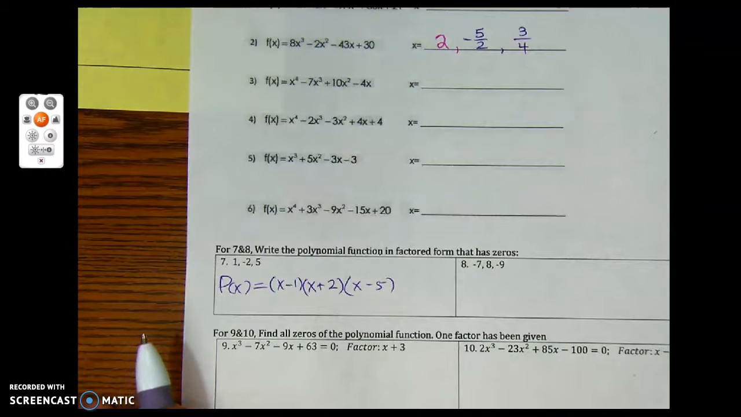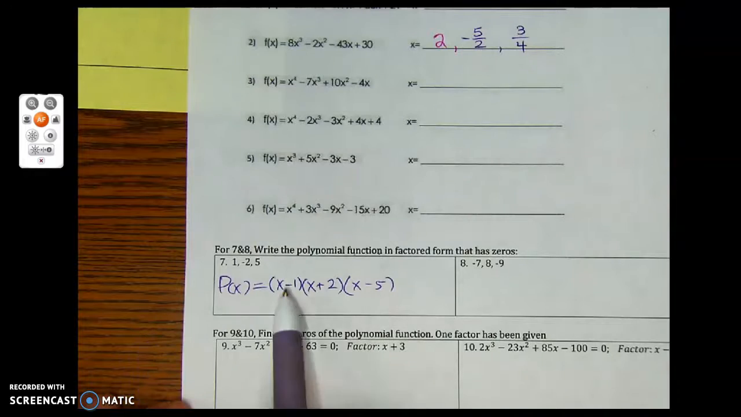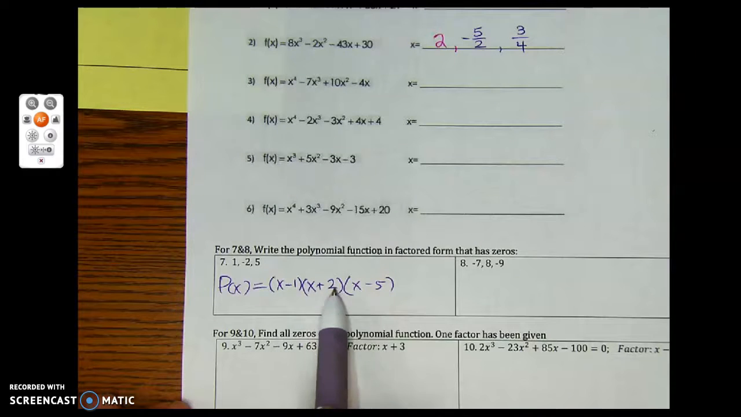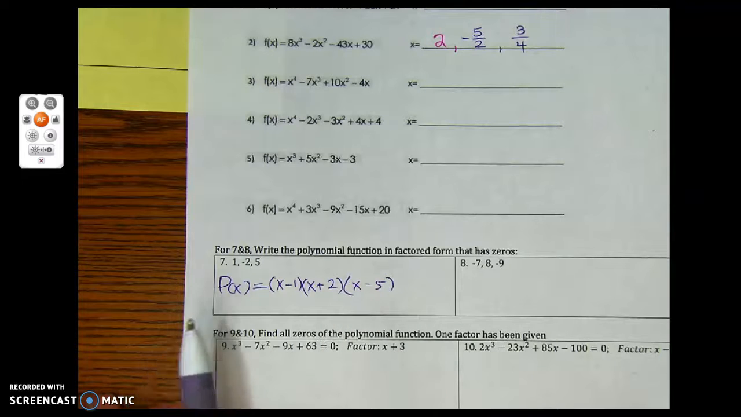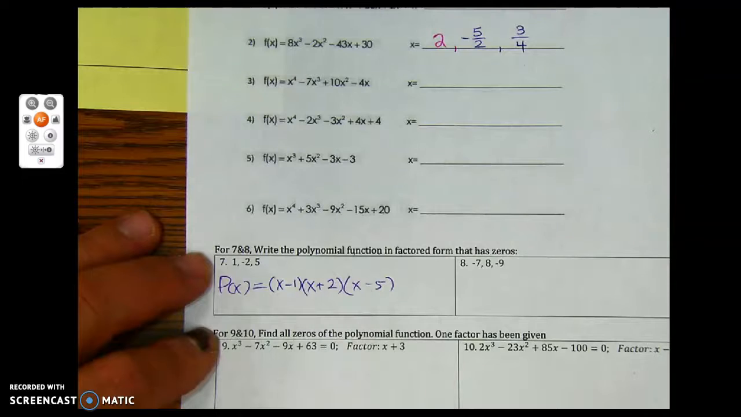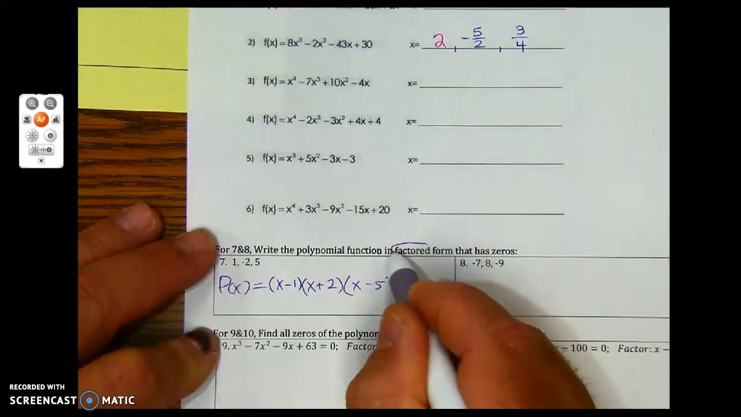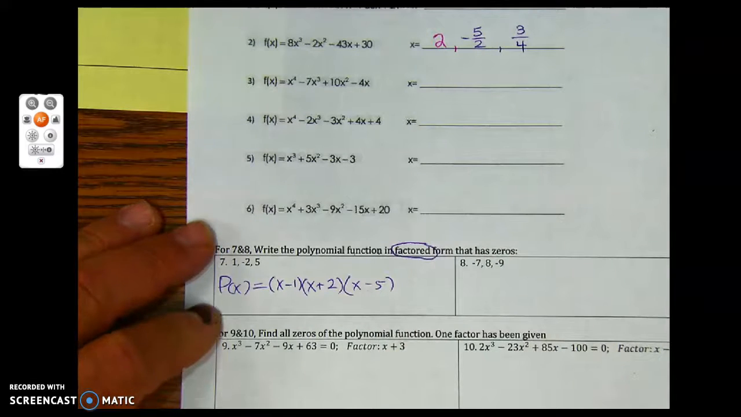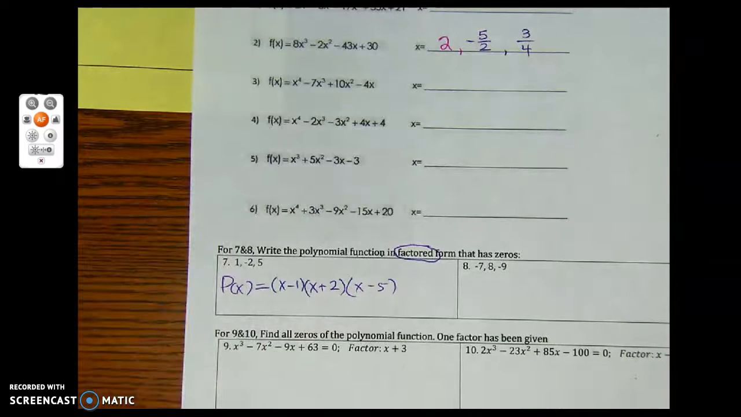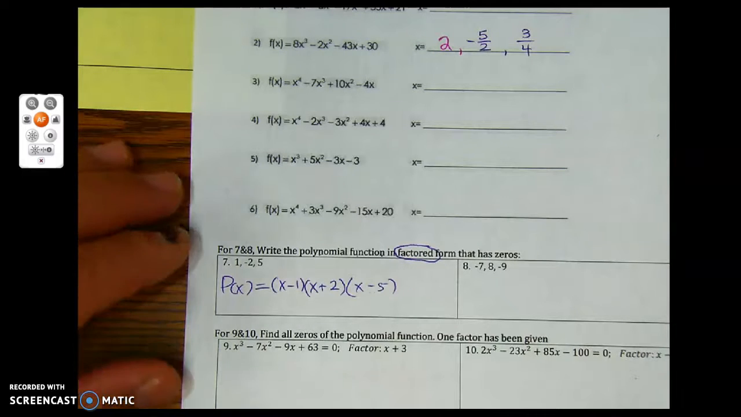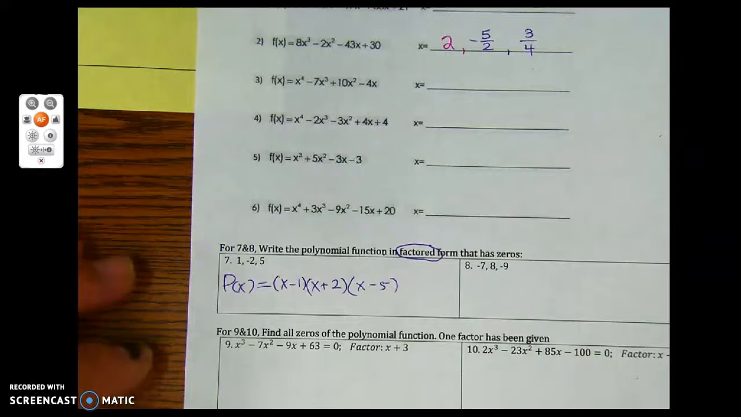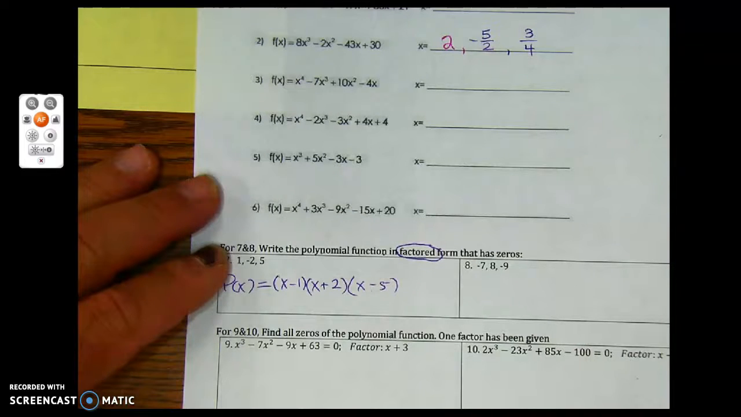If it wanted the polynomial in standard form, I would have to do the distributive property with these two, get an answer, and then do the distributive property again with the third one. We'll probably take a look at that in class just so you understand it, but right now it says to leave it in factored form, so that makes it super easy. I'm going to leave number 8 for you to do. It's just like number 7. Finally, number 9. 9 and 11, pretty much like 10 and 12.